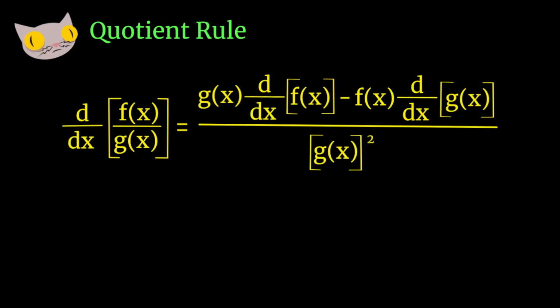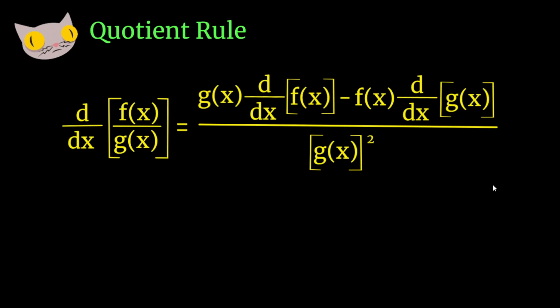Today let's talk about the quotient rule for differentiation. Now the quotient rule is used to find the derivative of the division of two functions, assuming both functions are differentiable. So here we see the basic formula for the quotient rule. You got your two functions here being divided.